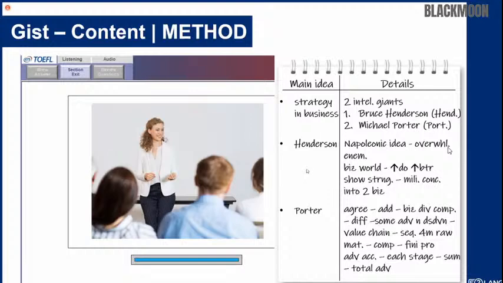Obviously, you can use a different method. It doesn't have to look the same. There's no one correct way of taking notes. As long as your notes make sense to you and you're able to answer all the questions using those notes, you're good.